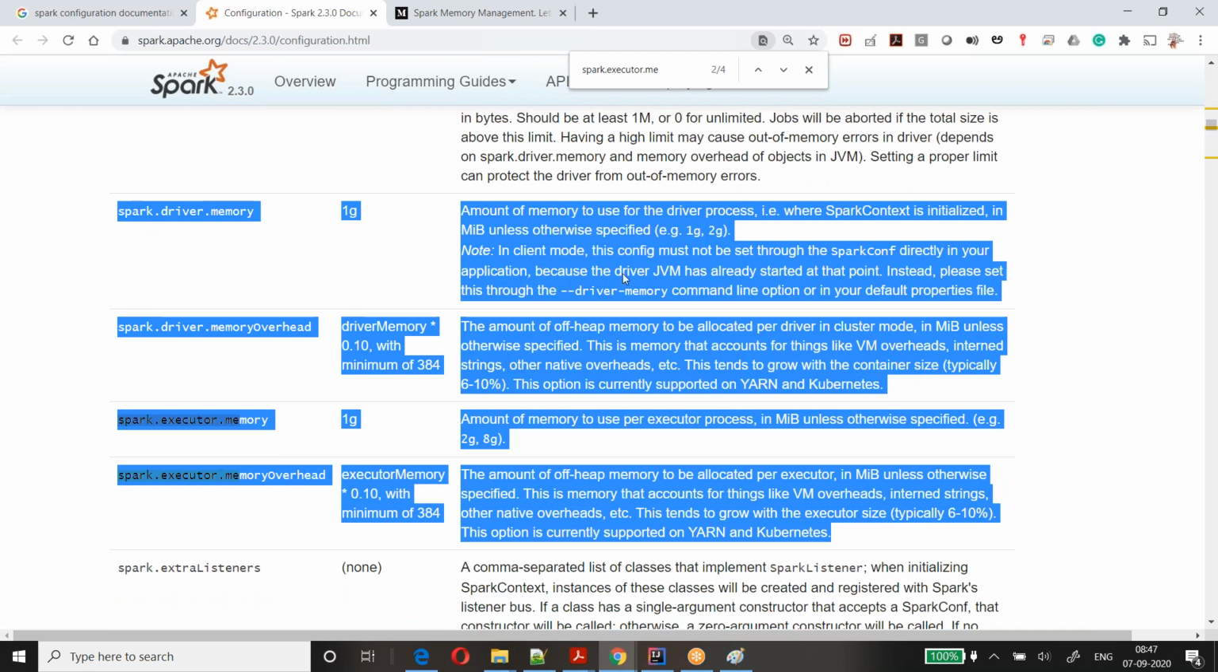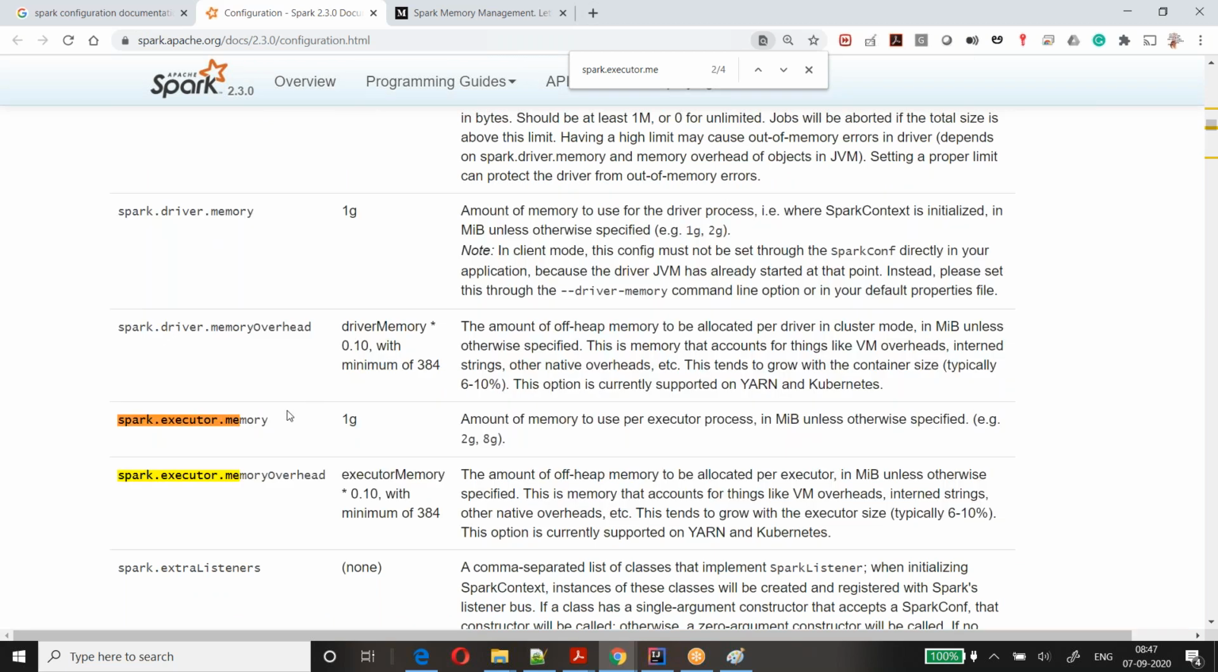First one. We'll talk about this because we are talking about executor. Later we'll go to the driver and all. Amount of memory to use per executor process in MB unless otherwise specified. By default, it will go this way, like 2 GB, 8 GB, 14 GB, 16 GB, whatever number you provide. The amount of memory to use per executor process.